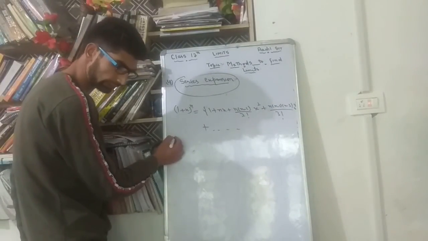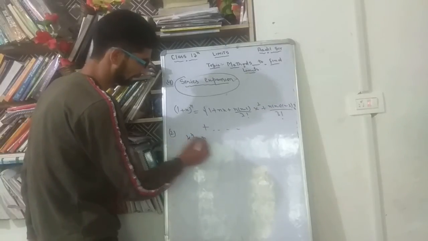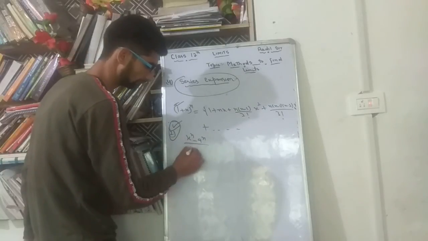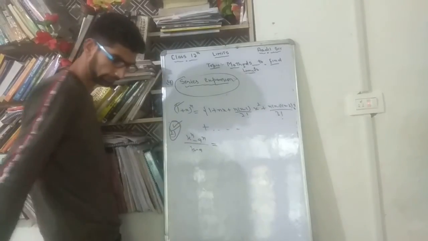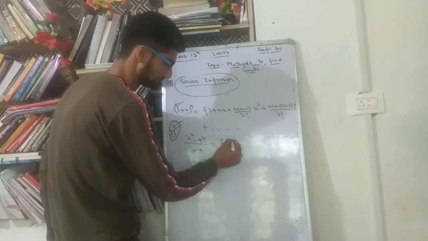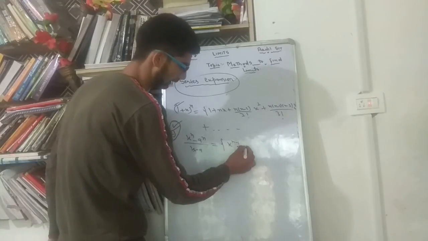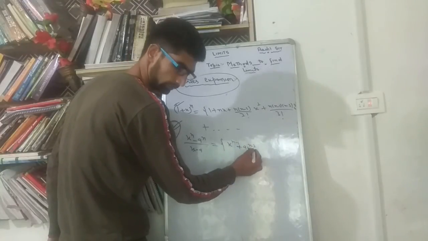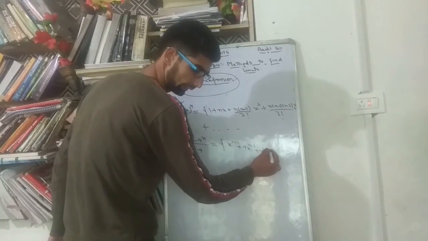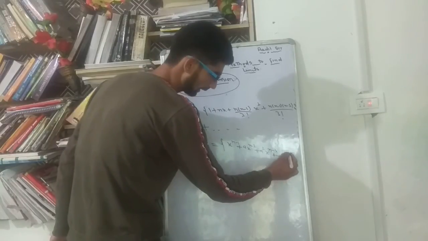And after that, you have another function: x raised to n minus a raised to n, divided by x minus a. This is very important. This is equal to x raised to n minus 1 plus a x raised to n minus 2 plus a square x raised to n minus 3 plus so on, and the last term is a raised to n minus 1.